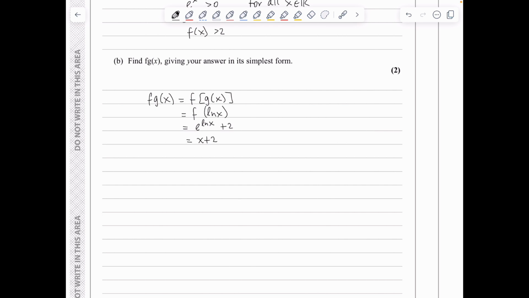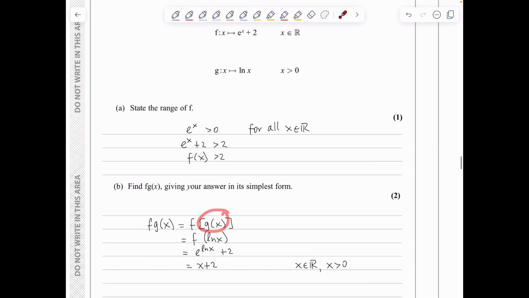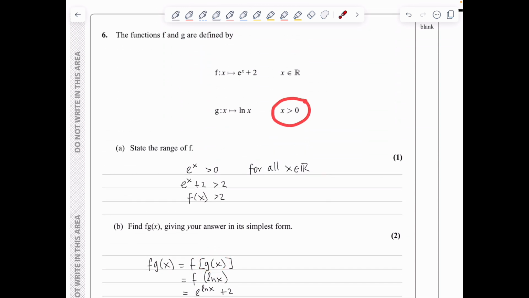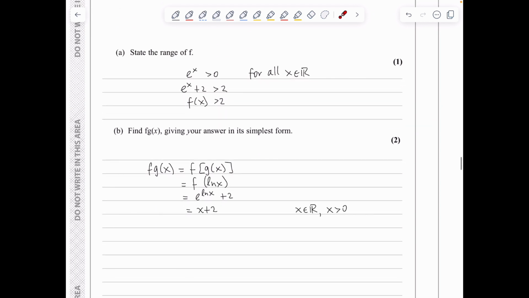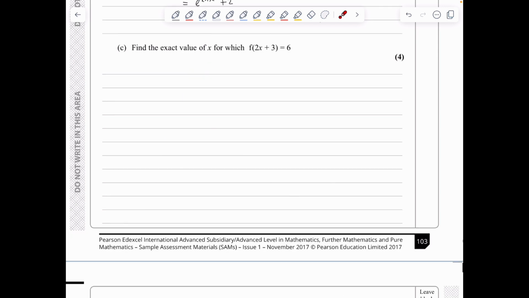Well, the domain is all values of x belonging to the real numbers, but we need x to be greater than 0 because we started with g of x, and g of x had a domain of x being greater than 0, which means the starting point, the domain of f of g of x, has to be all x being greater than 0. In part C, we need to find the exact value of x for which f of 2x plus 3 is equal to 6.